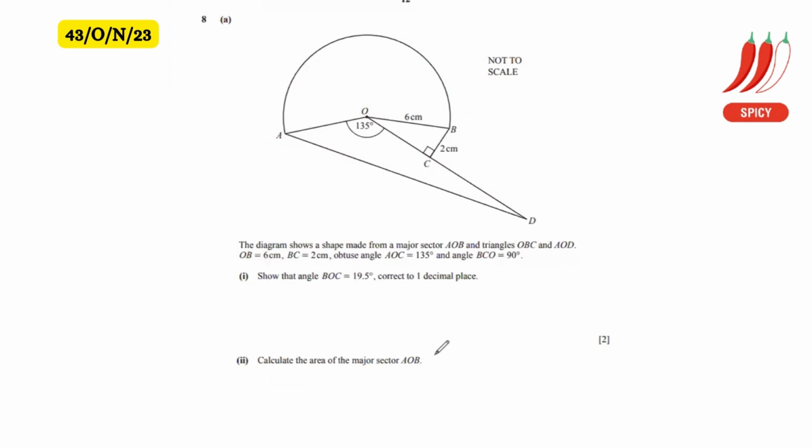Question 8 says the diagram shows a shape made from a major sector AOB and triangles OBC and AOD. OB equals 6, BC is 2, obtuse angle AOC is 135, and angle BCO is 90. Show that BOC is 19.5. So to show this angle is 19.5, we use SOHCAHTOA. We have the hypotenuse, we have the opposite. So sine of theta equals 2 over 6. Theta is sine inverse of 2 divided by 6, and that equals 19.5 degrees.